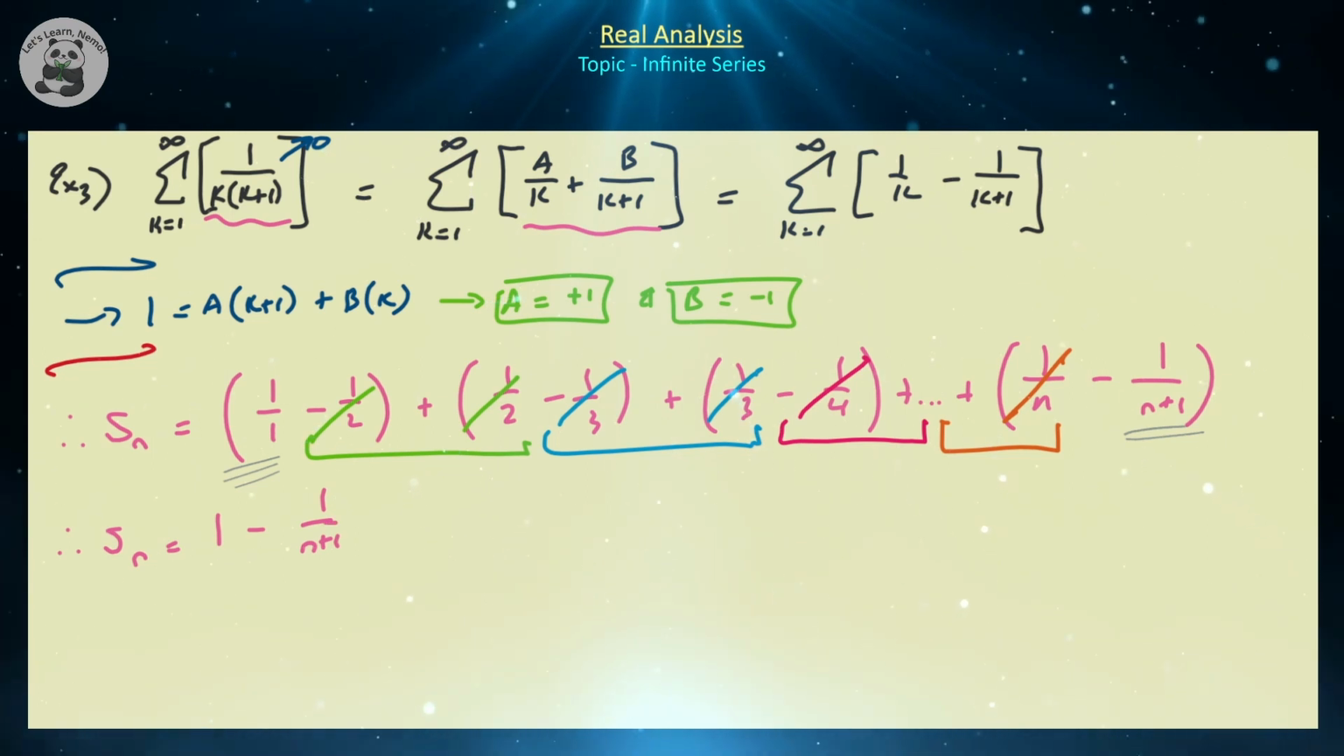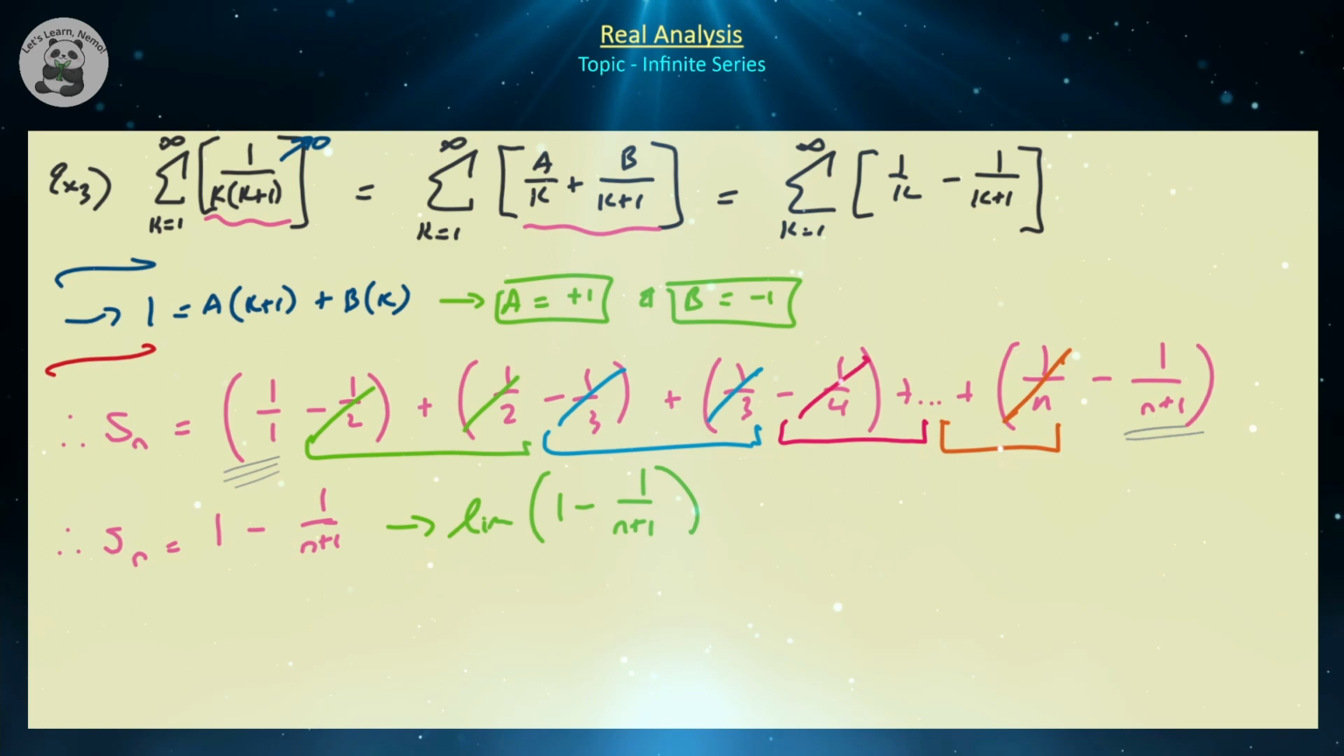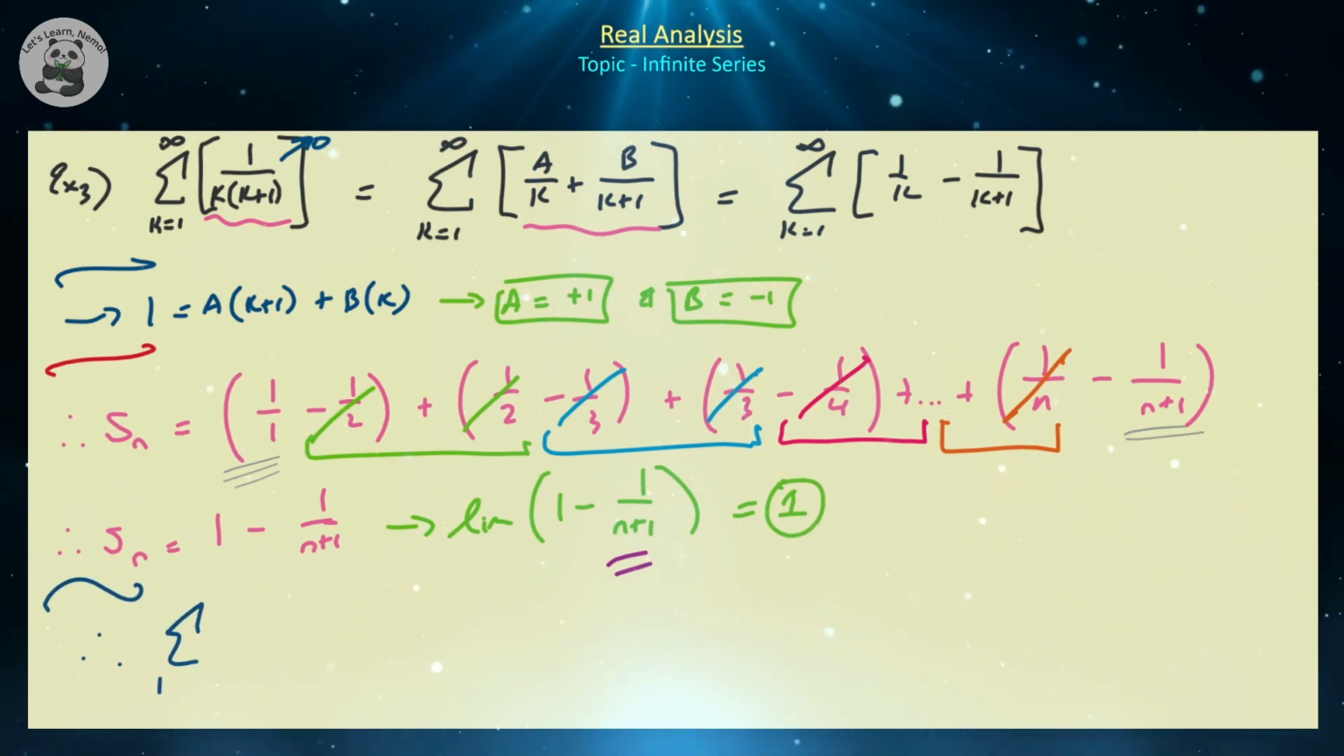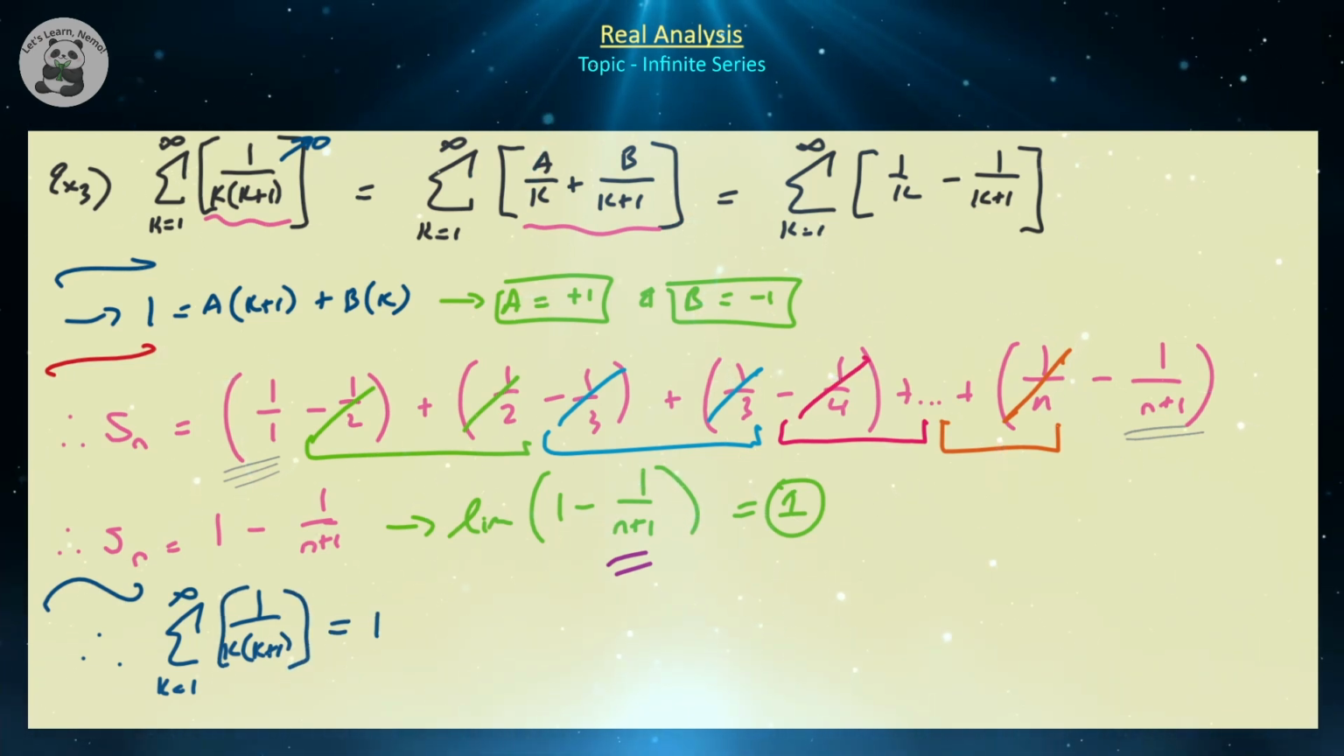So that is the sequence, and obviously we can take the limit of that sequence. So that means the limit of the partial sum, 1 minus 1 over n plus 1. We already know that 1 over n plus 1 converges to 0, so we know that this limit is just going to be equal to 1. So that's the limit of the partial sum. So that means the sum from k equals 1 to infinity of 1 over k times k plus 1 converges to 1. So that's actually a very nice series.